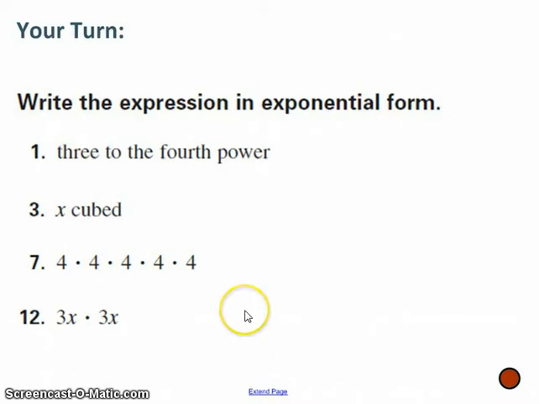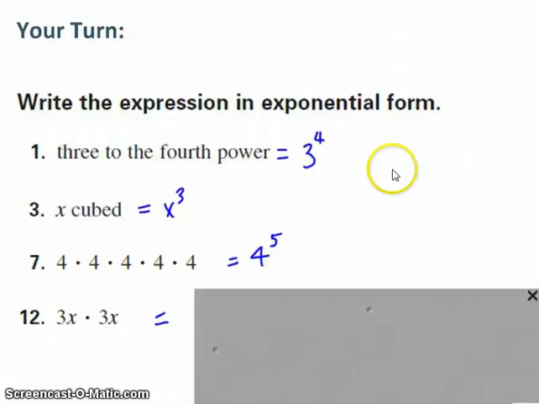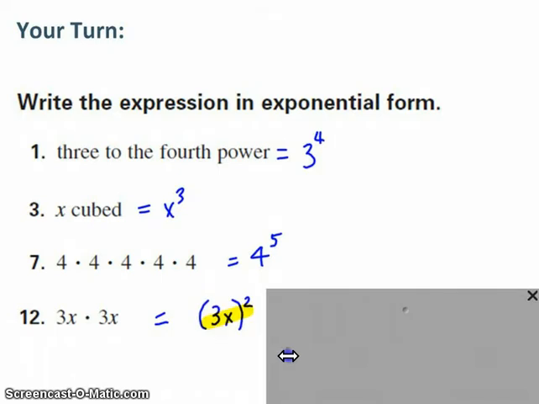Okay, I'm going to assume that you did that. Here are the answers for the first 3. Please come into class if you have different answers than these, if you want to talk about why these are the correct answers. But what about this 4th one? 3x times 3x. There actually are several different ways that would be correct ways to write that in exponential form. One of them would be 3x in parentheses, all of that squared.